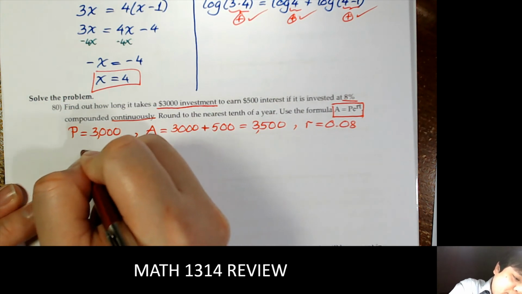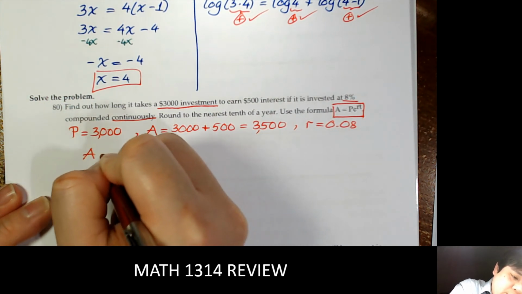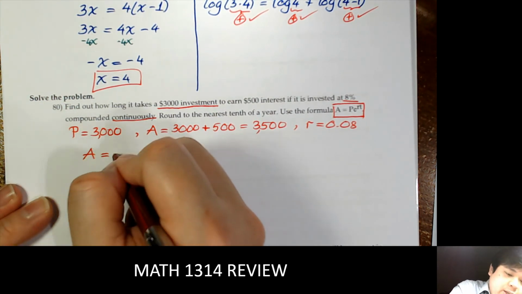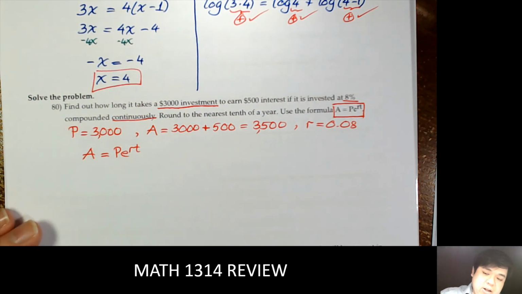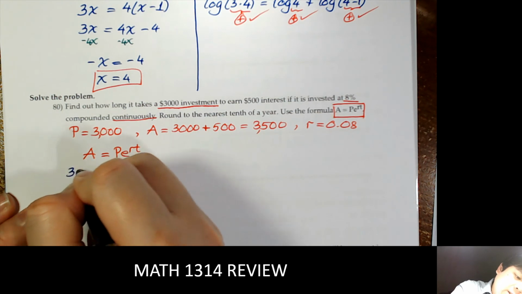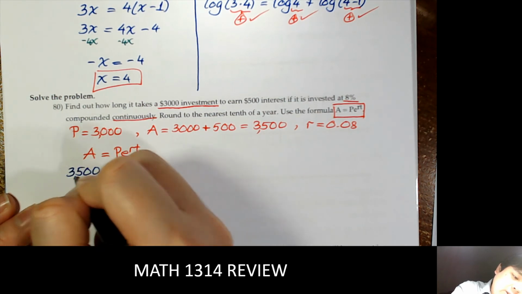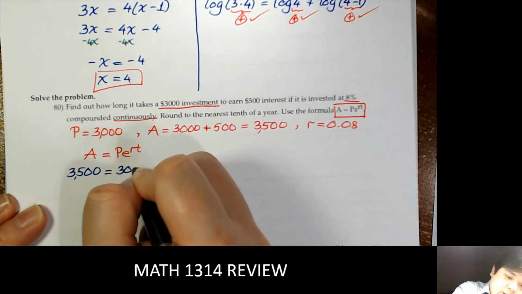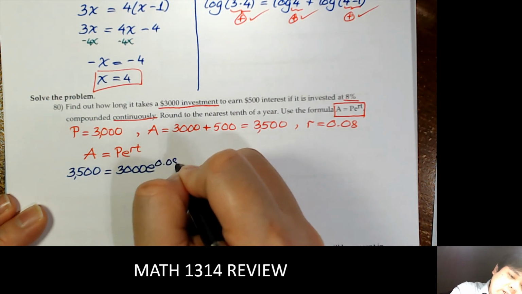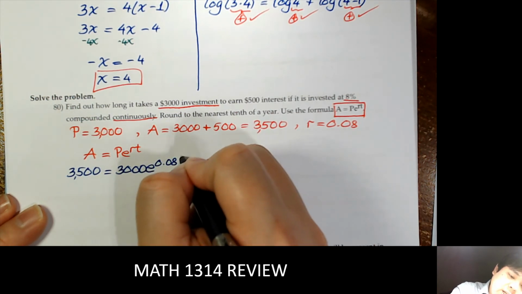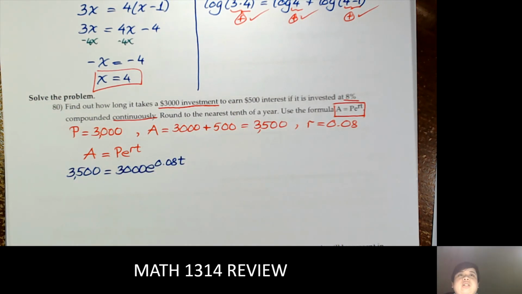So A equals Pert. So we have 3,500 equal to 3,000 e to the 0.08 t. We don't know t. Now we just need to solve for t.